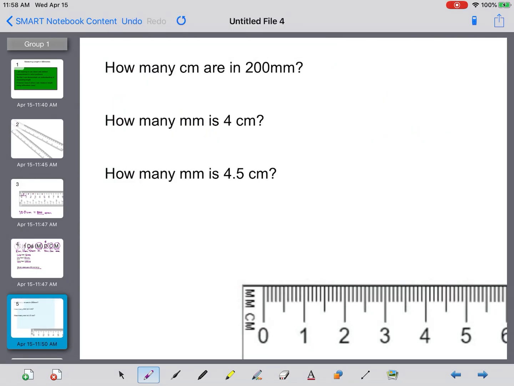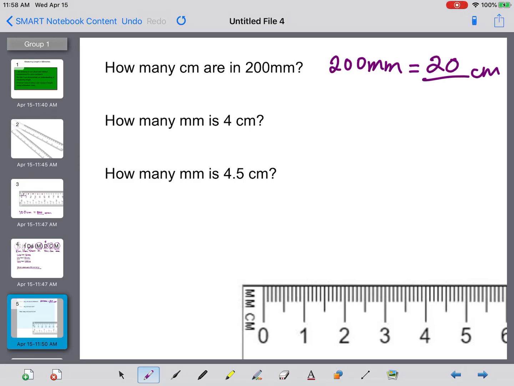Okay, so here are just some questions for you to think about. How many centimeters are in 200 millimeters? If you want to pause the video, that's fine. So 200 millimeters would be 20 centimeters long.